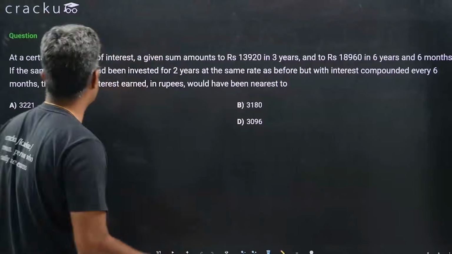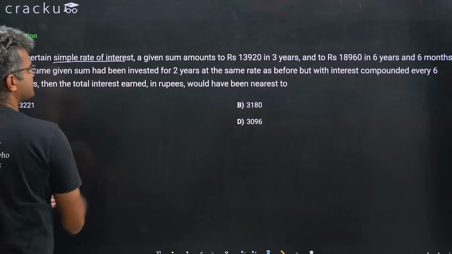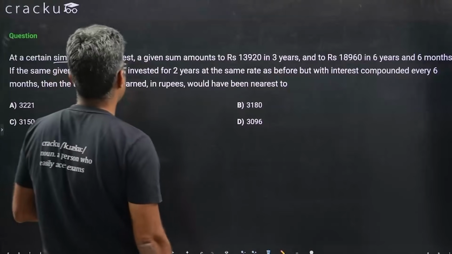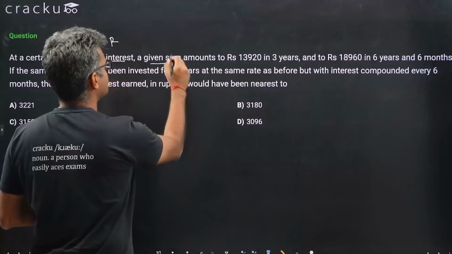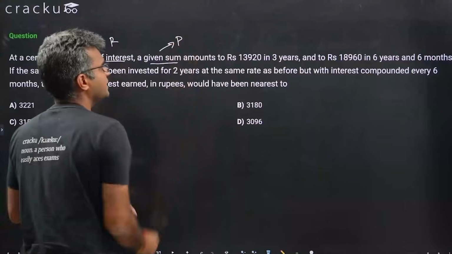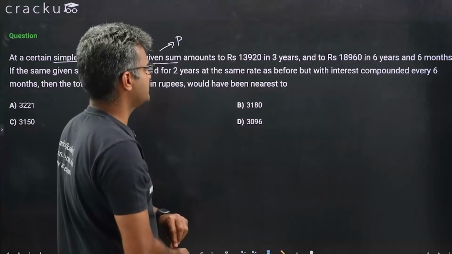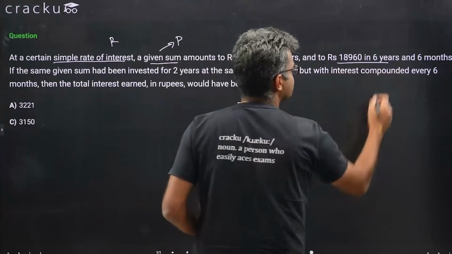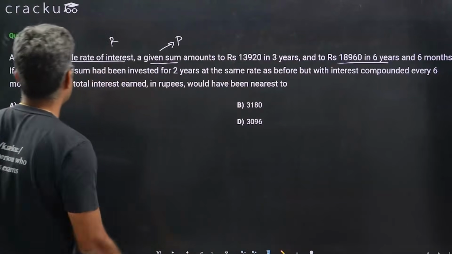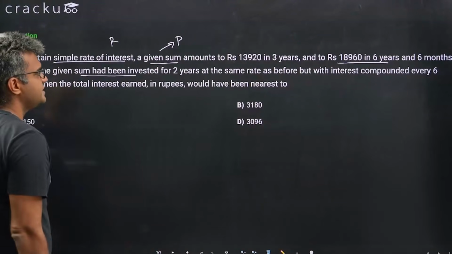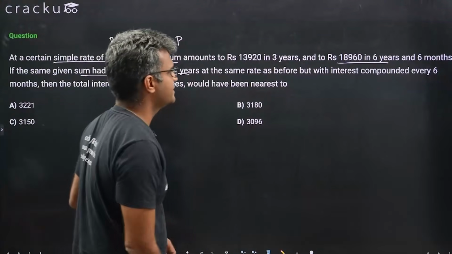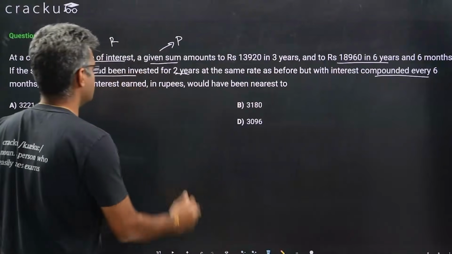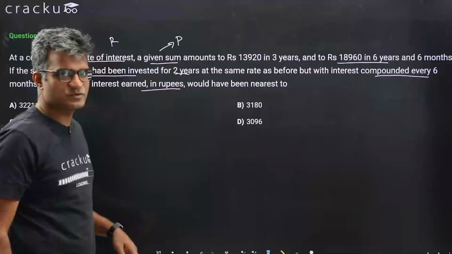In this question, we are told that at a certain simple rate of interest, let us assume that the rate of interest is R, a certain given sum, let the principal be equal to P, amounts to 13,920 in 3 years and it amounts to 18,960 in 6 years and 6 months. If the same sum had been invested for 2 years at the same rate, but with the interest compounded every 6 months, what is the total interest earned? This is basically what is asked to us.